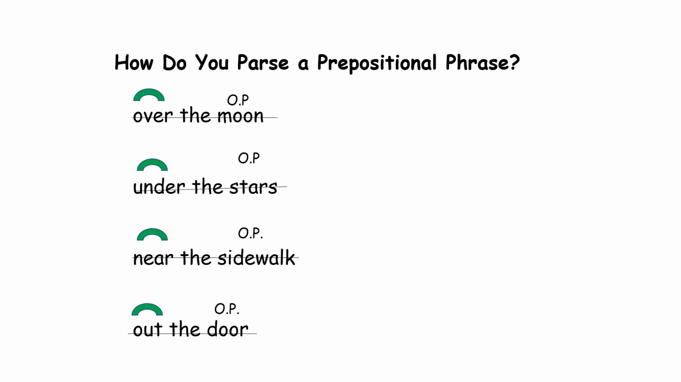Out the door. We know that out, in this case, is a preposition. So we go ahead and mark it with our green preposition symbol, and we mark it through until we get to our noun or pronoun, because a prepositional phrase begins with a preposition and ends with a noun or pronoun. We mark it object of the preposition, and we are done.